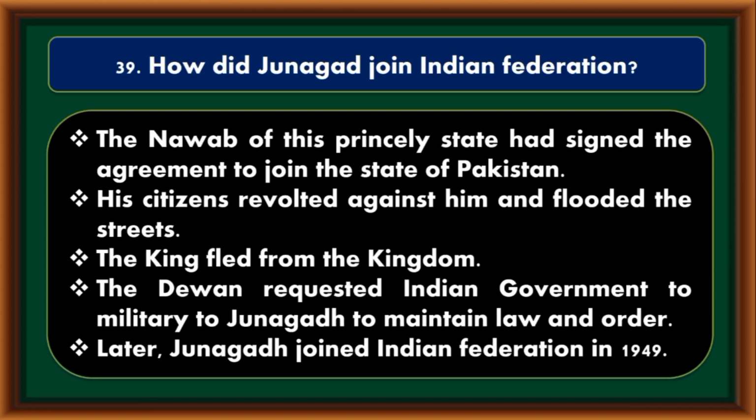How did Junagadh join the Indian Federation? The Nawab of this princely state had signed the agreement to join Pakistan. His citizens revolted against him and flooded the streets. The king fled from the kingdom. The Diwan requested the Indian government to send the military to Junagadh to maintain law and order. Later, Junagadh joined the Indian Federation in 1949.